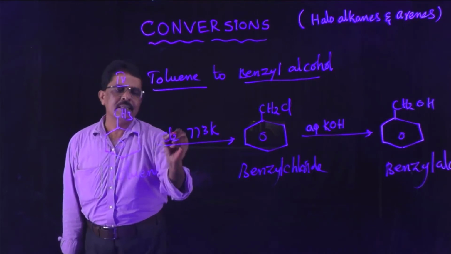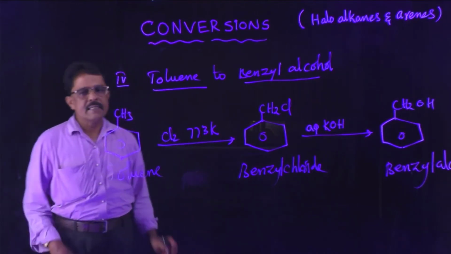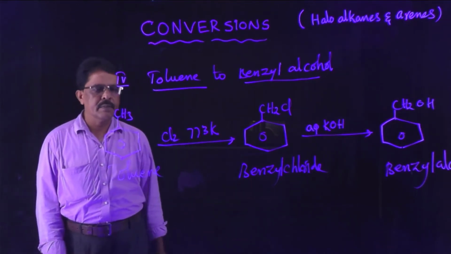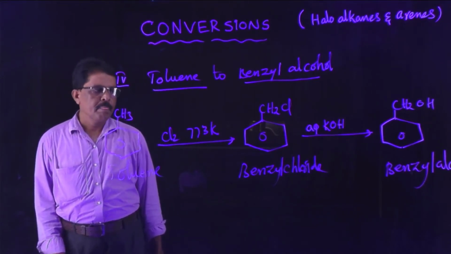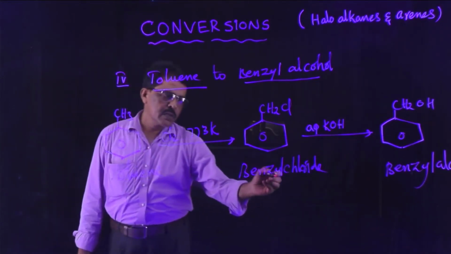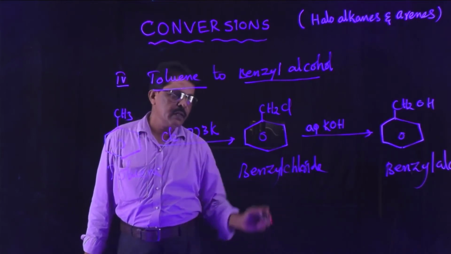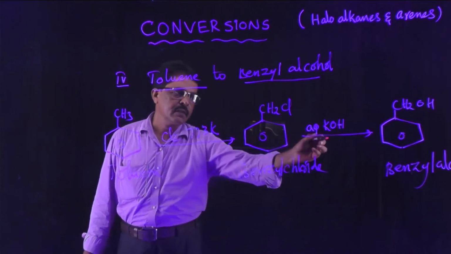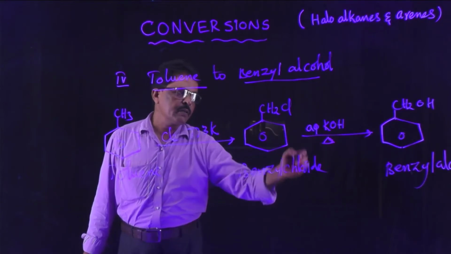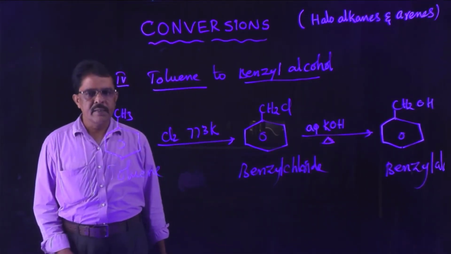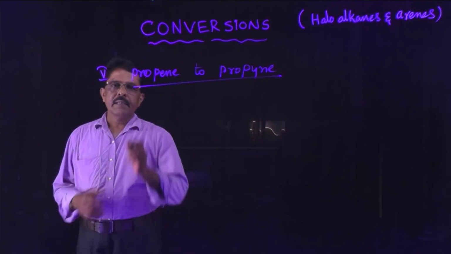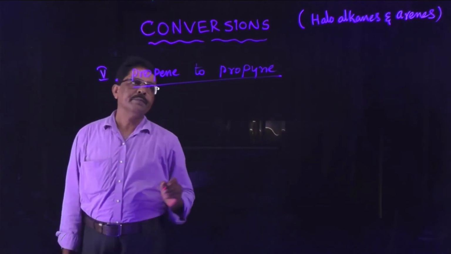Toluene is heated with chlorine at 773 kelvin. Side chain chlorination will take place. Then you will get benzyl chloride. Benzyl chloride is heated with aqueous KOH. Then you will get benzyl alcohol. Right? Understand? Next conversion, the fifth one, is propene to propyne.